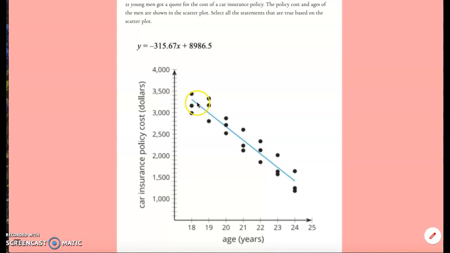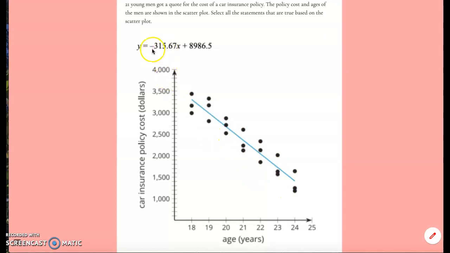Then as you get older and older, so 19, 20, 21, 22, you slowly start to pay less and less for your car insurance because your risk goes down. You're less likely to get in a car accident. So over time, as you get older, the good news is that you'll pay less and less each month for your car insurance policy. And that's the general trend of the graph.